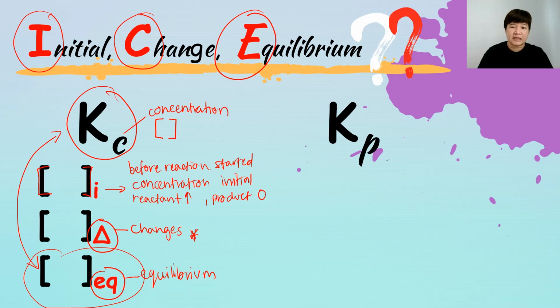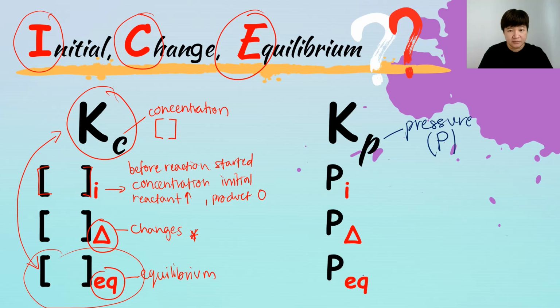Next, what happens if it's a Kp? You know that Kp represents pressure. So for pressure, the symbol that I will use is the partial pressure P. For the initial, changes and equilibrium, the symbol is the same, but we are going to change the concentration to pressure by using the P symbol.